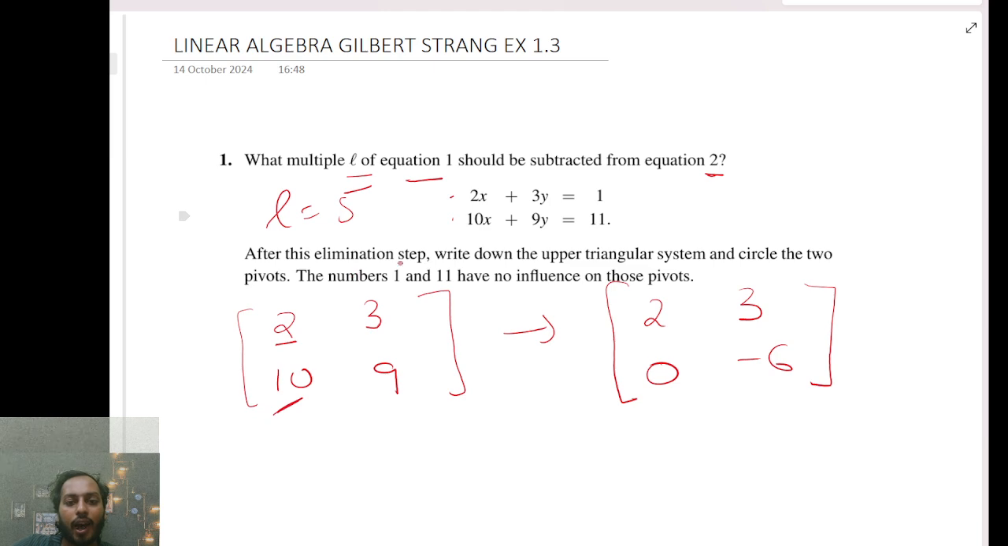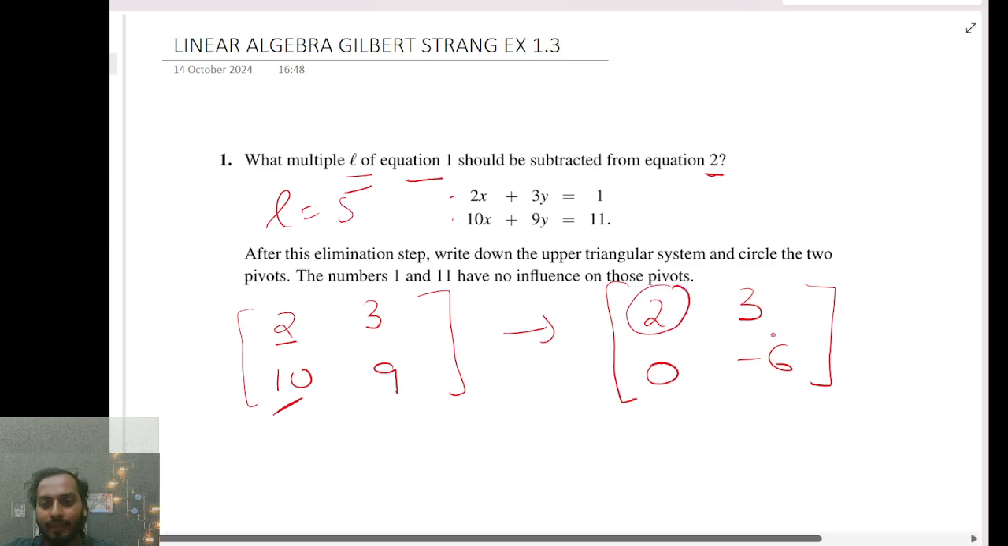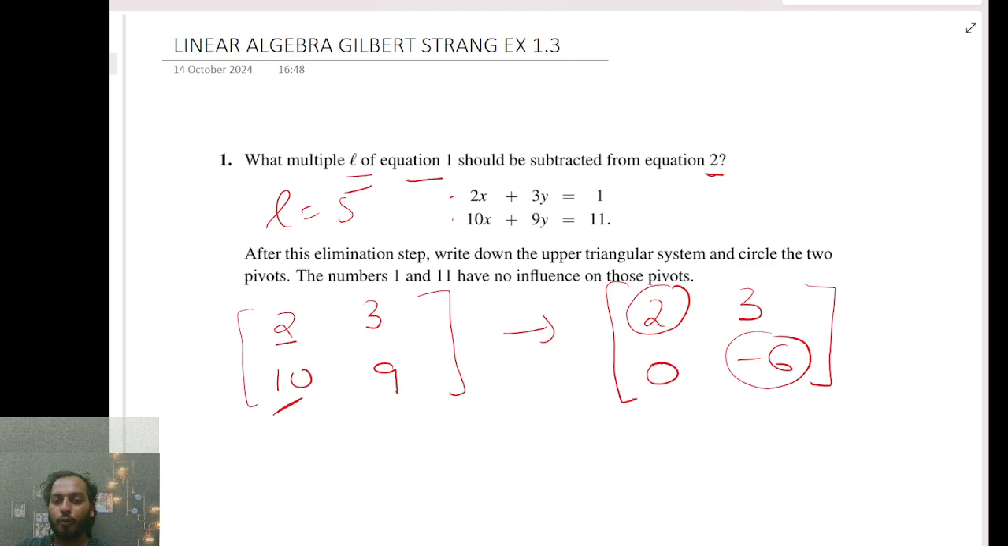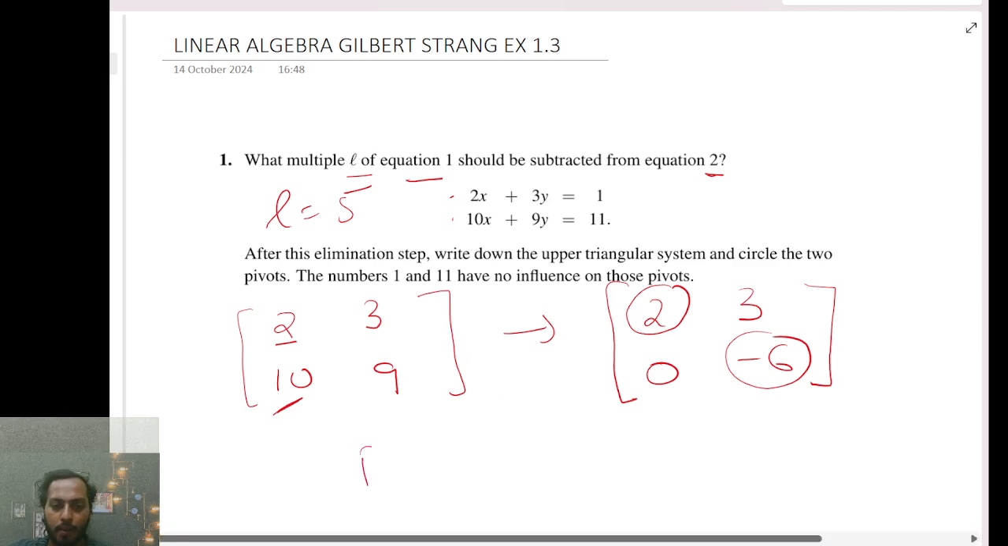Now they are asking, after this elimination step, write down the upper triangular system. This is my upper triangular system. Circle both pivots. So 2 is my first pivot and minus 6 is the second pivot. You need to circle them, and that's all. The 11 has no influence on the pivots. So my pivots are 2 and minus 6. These are my pivots, alright? That's all for the first question, a very easy question.